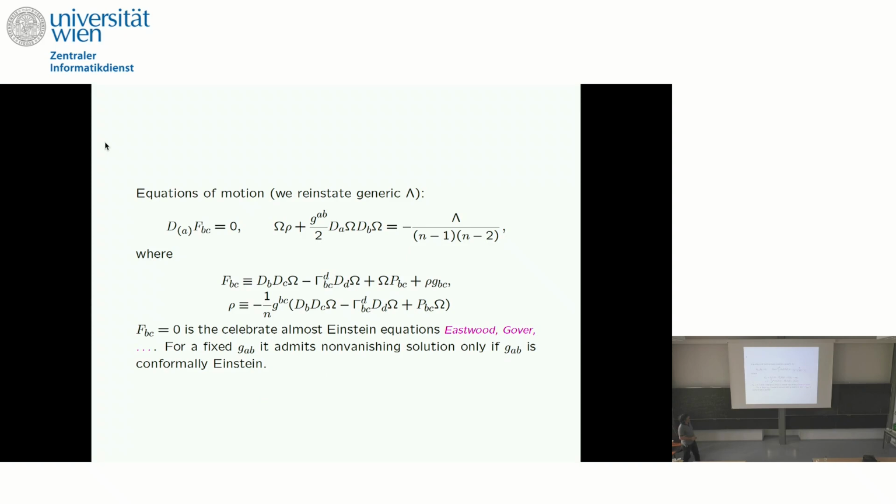Then the conformal geometers taught us how to implement Einstein equations in this setup, because we are really interested in shell gravity, not just geometry. And the trick is that once you have a conformal invariance, you can easily write down what's called the almost Einstein equation, which implies conformal Einstein equations.